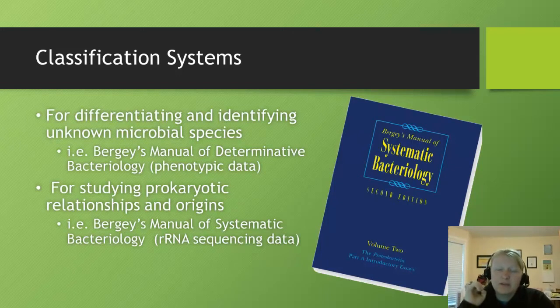The Determinative Manual is really good if you have an unknown bacteria that you're trying to identify, whereas the Systematic Bacteriology is good for comparing and contrasting two different microbes through their genetic sequences.